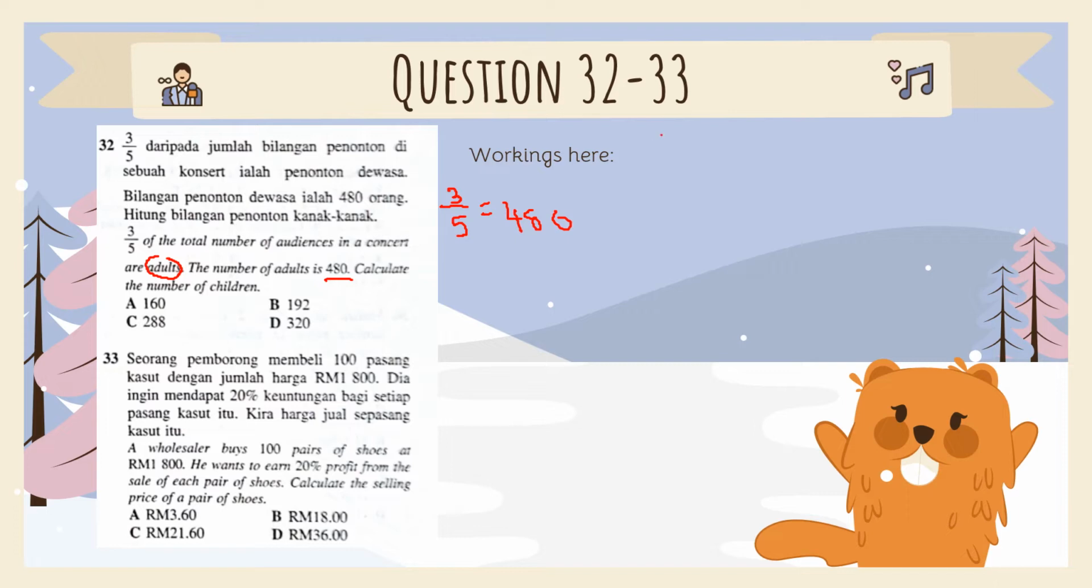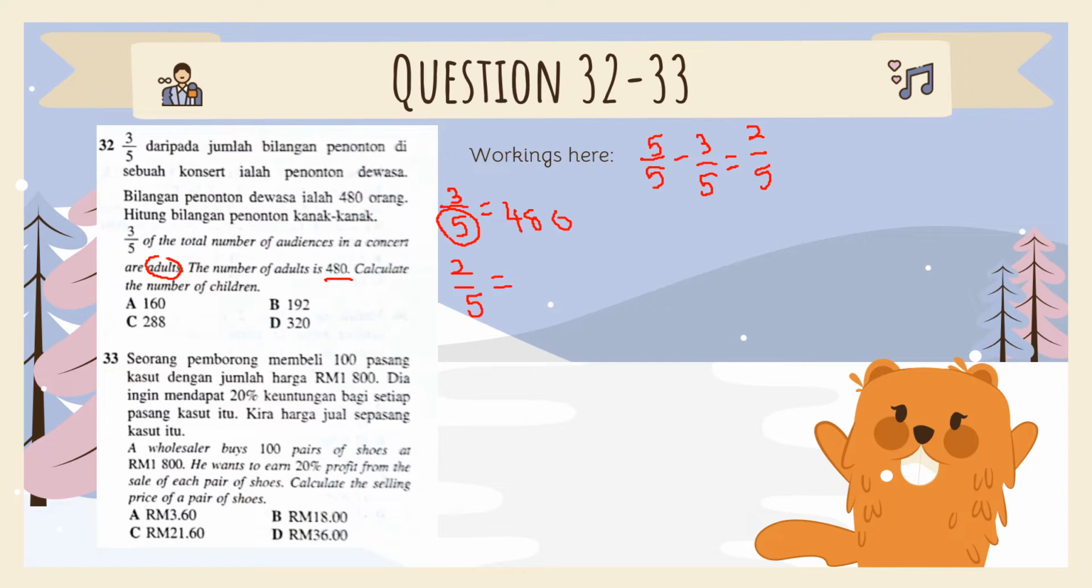Because 5 over 5 is the total number of audiences. So we take 5 over 5 minus 3 over 5, which are the adult audiences, and that equals 2 over 5, which are the children audiences. So now we know that 2 over 5 are children, but we are a bit confused on how to find 2 over 5 as a whole number, as the number of children audiences.